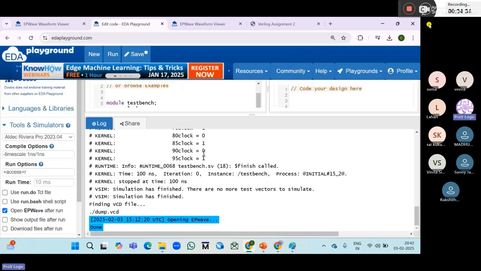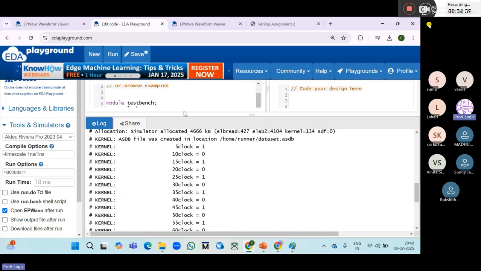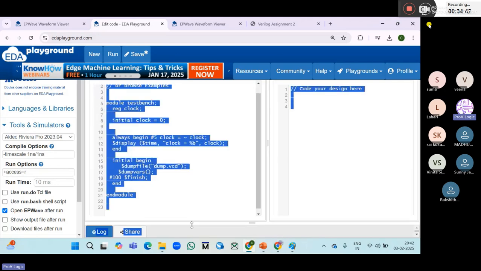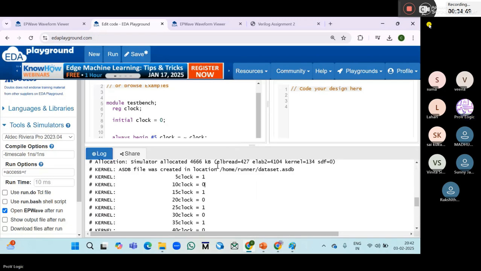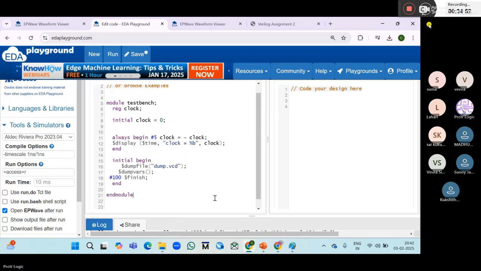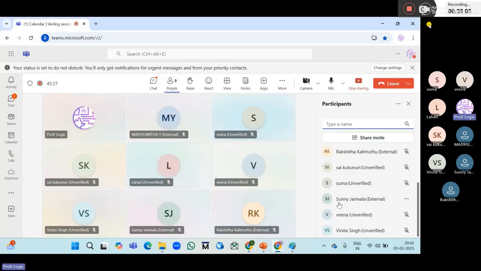Correct. The $display will also repeat a number of times because of the always block. But if you write it within the initial block, this $display will be printed only one time. Okay, clear till here? Rakshita, is it clear? Yes, ma'am. Okay.